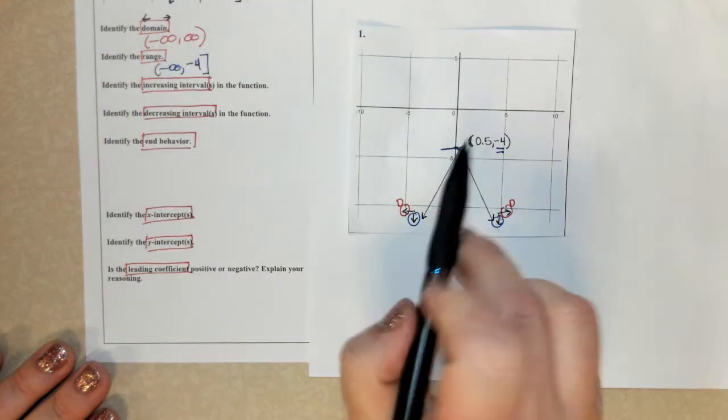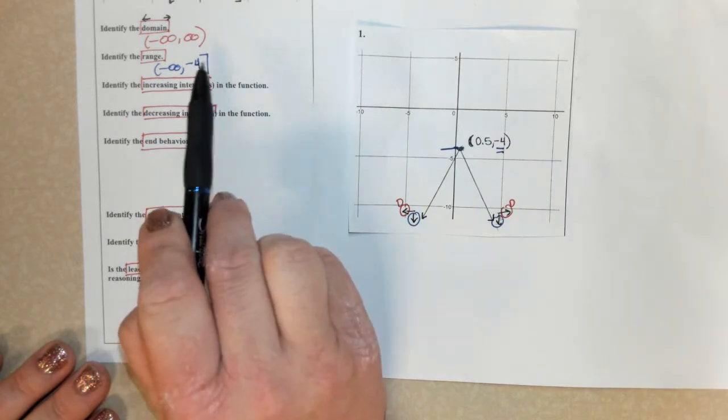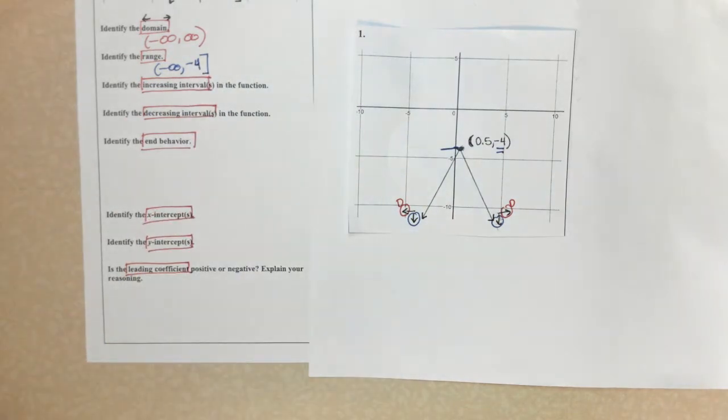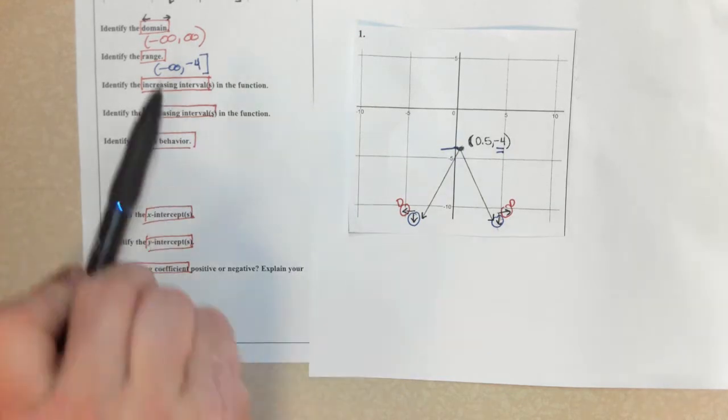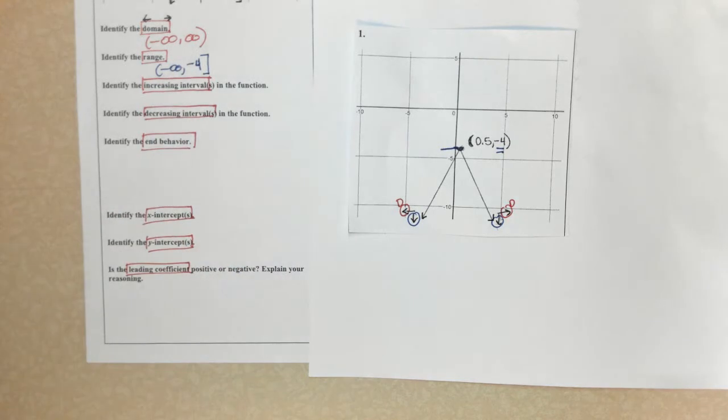And in fact, that point is part of this graph. I need to include it. Precision matters at this point in your math career. What do I mean by that? Well, if you put a parenthesis instead of a bracket, meaning we include it, it would be wrong.